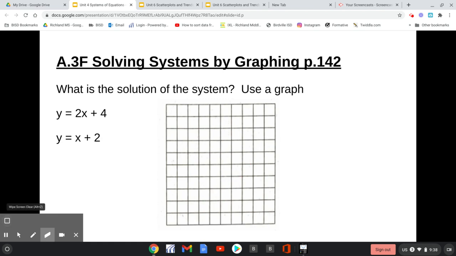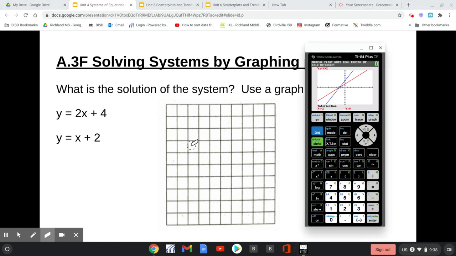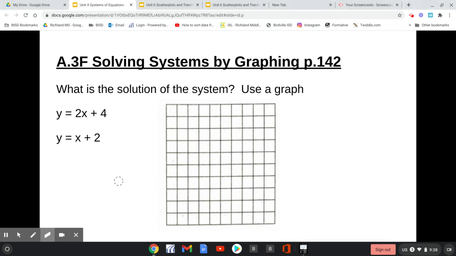And let's get our calculator back up. And we're not going to do this by graphing. We're going to do it this way. So we put in y equals, we put in 2x plus 4, we put in x plus 2, we hit second, trace, 5, and enter, enter, enter, and we know that our intersection is at -2 and 0. Okay?